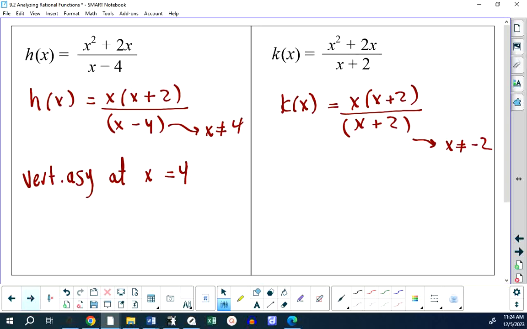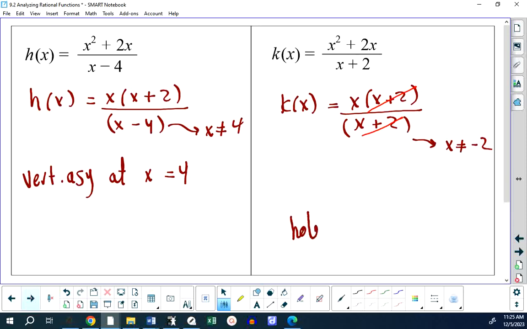Will that reveal itself as a vertical asymptote, Declan, or as a point of discontinuity? Point of discontinuity. And how do you know that? Because the factor in the denominator cancels. Right, because the factor in the denominator cancels. So as soon as you see that that cancels, you know that there's going to be a point of discontinuity.